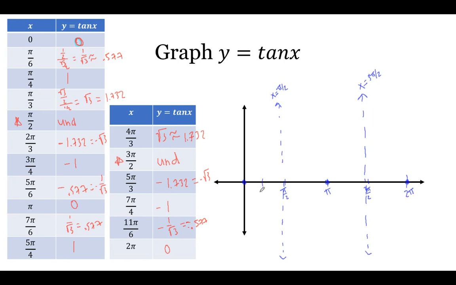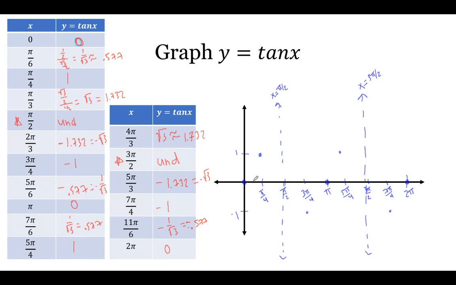What about in between here? What was it at pi over 4? Pi over 4, it was 1. I'm going to have 1 and negative 1. What was this? 3 pi over 4, it was negative 1. 5 pi over 4, it was positive 1 again. And at 7 pi over 4, the computer's having some issues, it was -1, right?